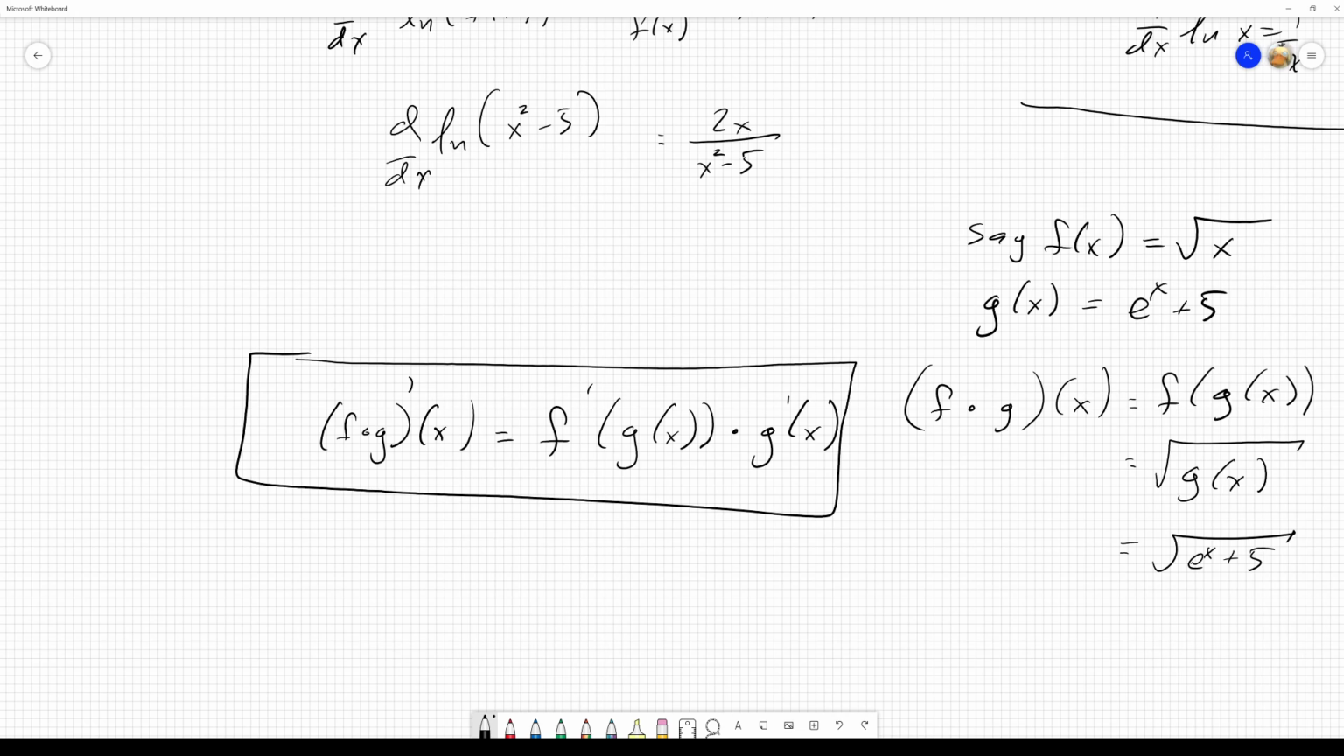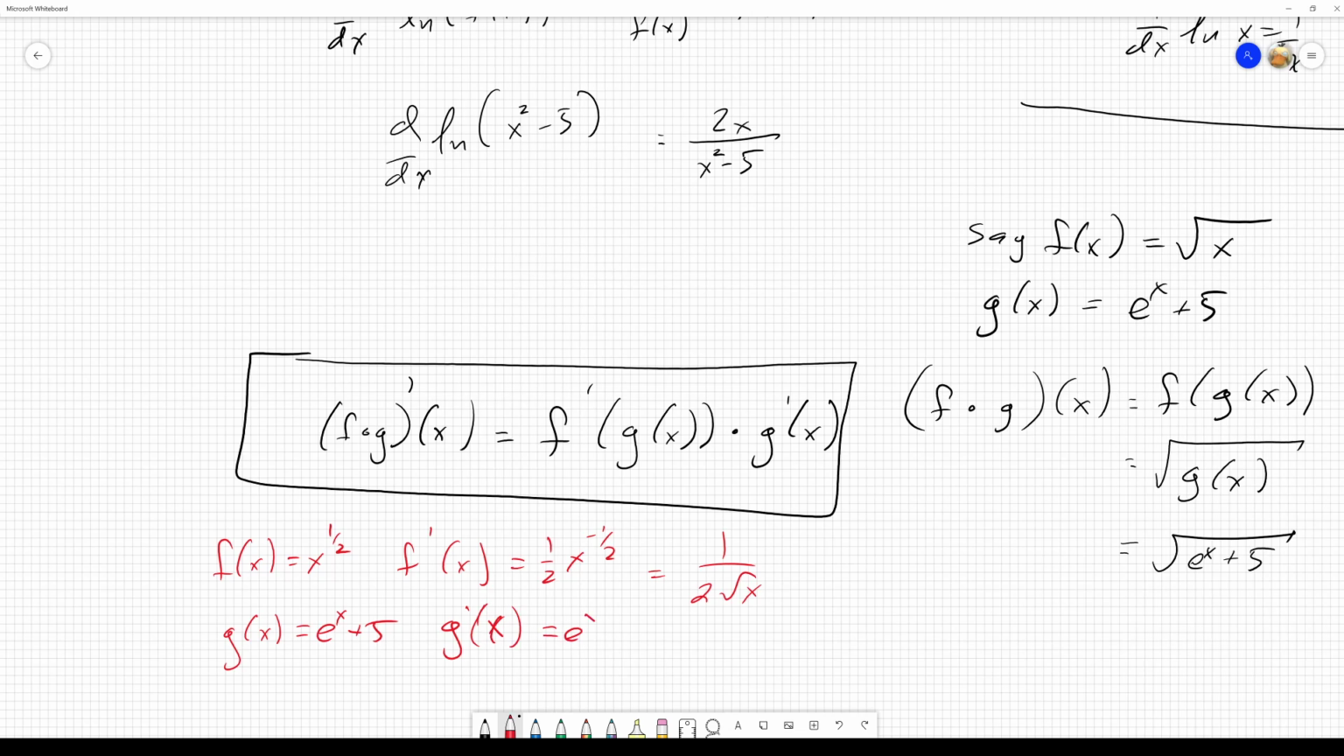So here is a way to think about that. Over here, this example over here, f of x is x to the 1/2. So f prime of x is 1/2 x to the negative 1/2, which can be rewritten as 1 over 2 root x, which we've done a few times. g of x is e to the x plus 5, so g prime of x is simply e to the x.